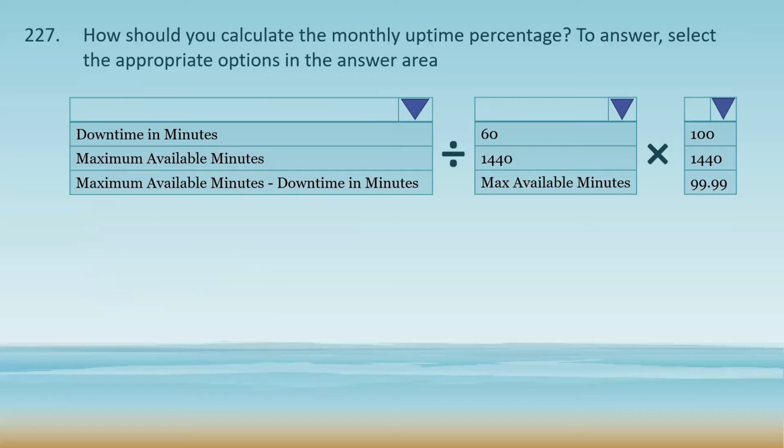The next question is, how should you calculate the monthly uptime percentage? To answer, you need to select the appropriate choice in the answer area. Then in the answer area, you have three drop downs. The first drop down has downtime in minutes, maximum available minutes minus downtime in minutes as options. Then there is a divide sign, and your other options on the right hand side of the divide sign are 60, 1440, and maximum available minutes. Then multiplied by three options, which are 100, 1440, and 99.99. And the correct answers are now on your screen. Monthly uptime percentage is calculated as maximum available minutes minus downtime in minutes, divided by maximum available minutes, multiplied by 100.